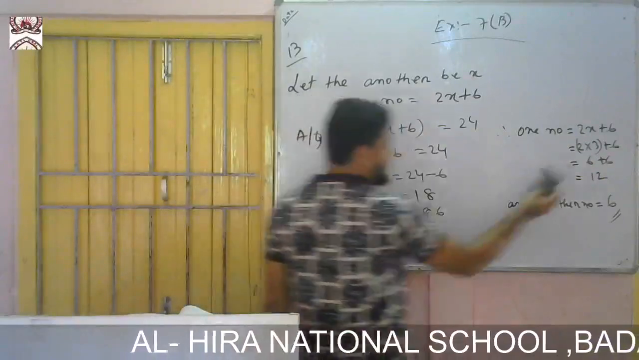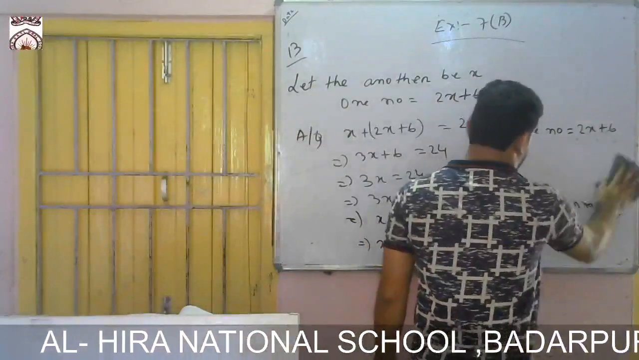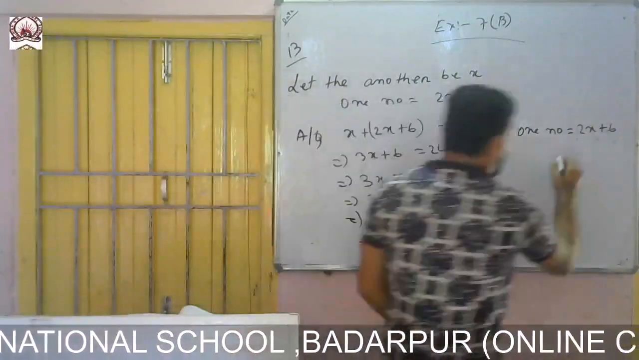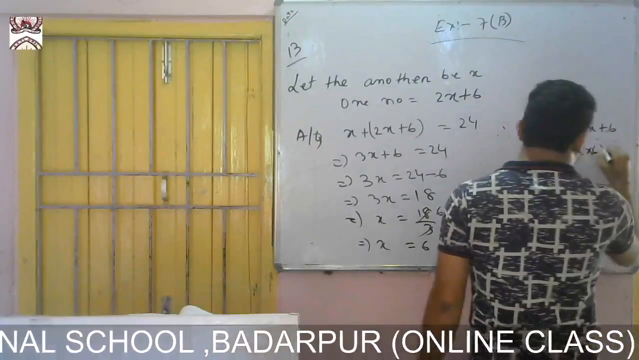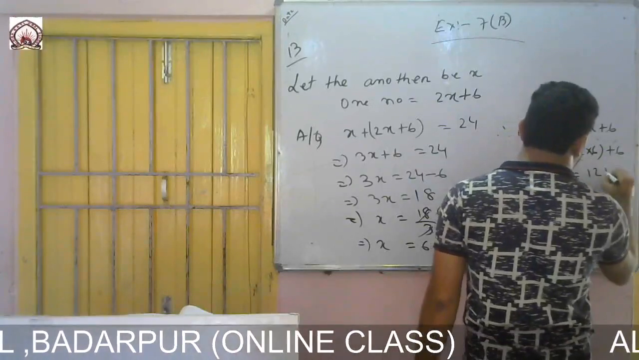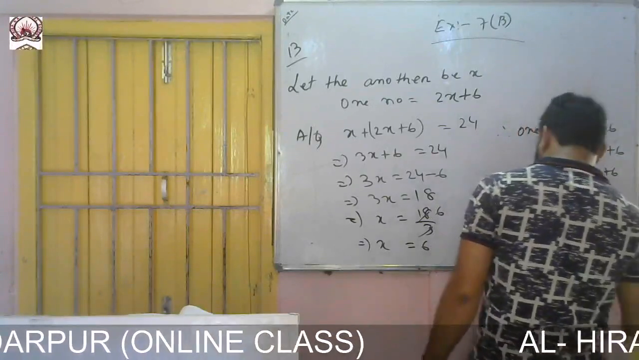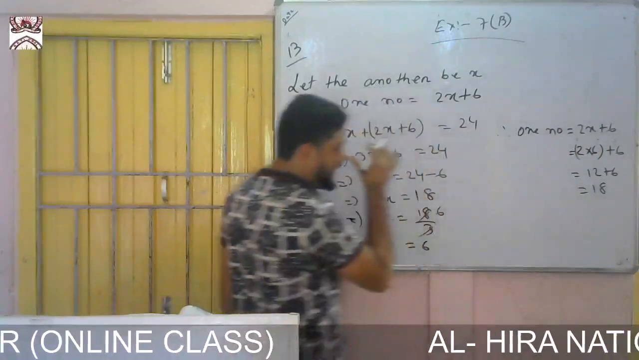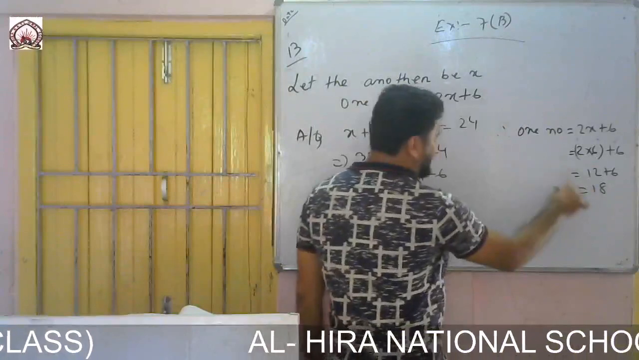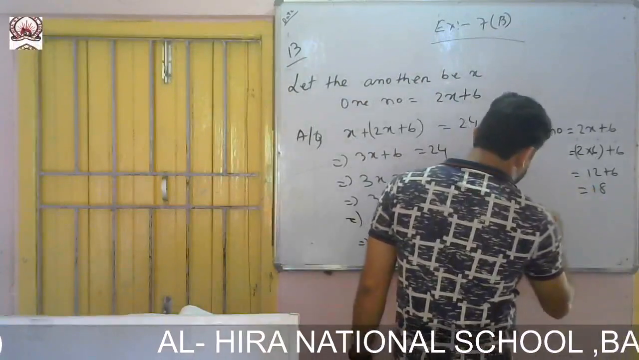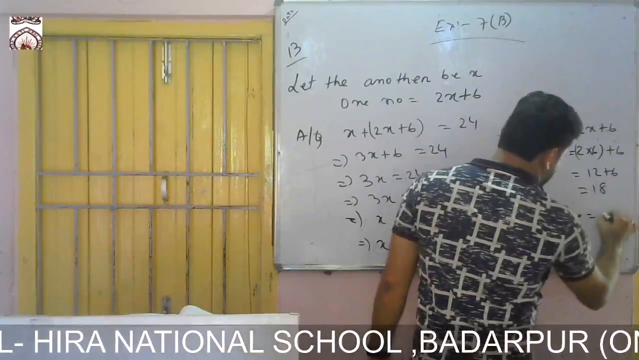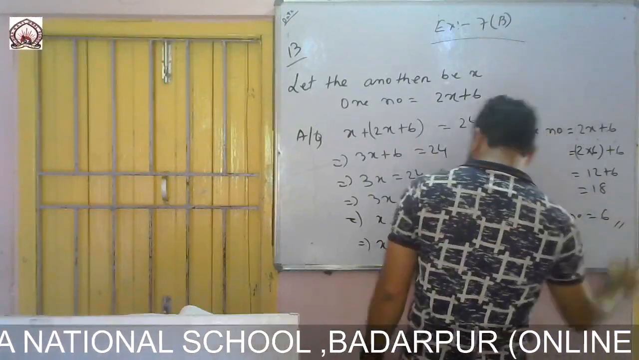Oh yes, here 6 came. Here I was writing 3, that is wrong. So 2 into 6 plus 6. 2 times 6 is 12, 12 plus 6 is 18. So one number is 18, and the other number equals 6. So that is the answer.